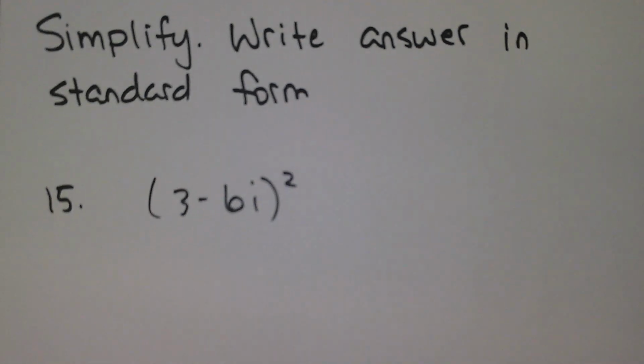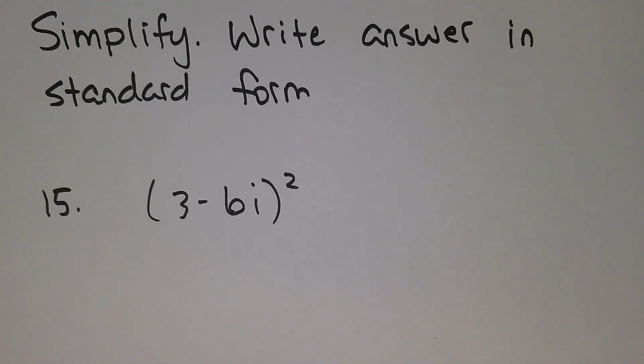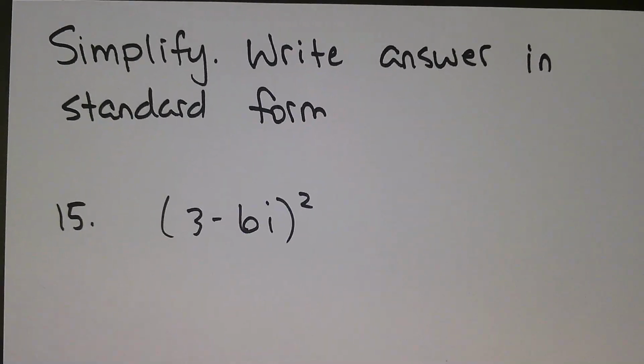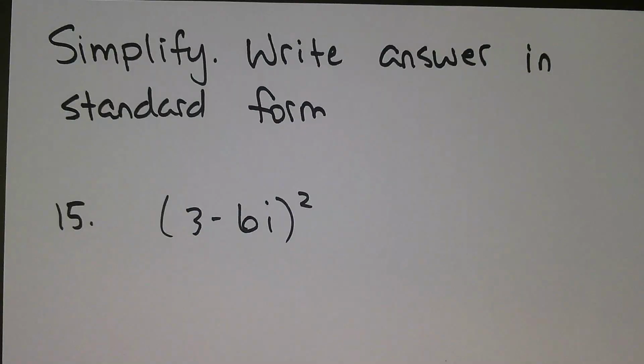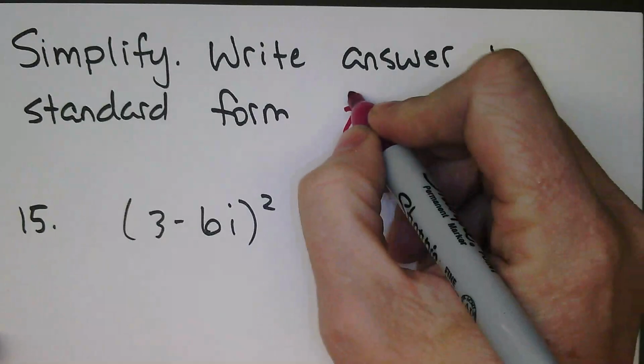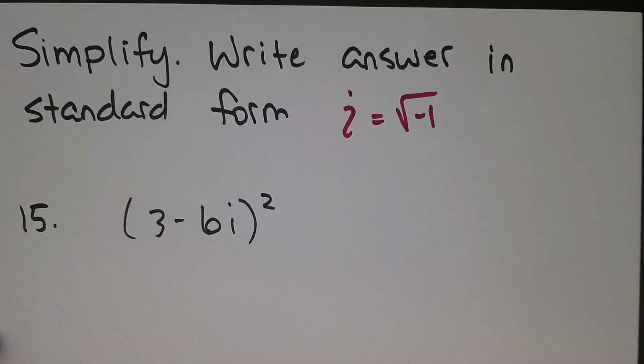Okay, we are going to multiply this complex number. We're actually squaring it, so we are multiplying it by itself. A couple things to keep in mind. We need to write our answer in standard form. And one thing that will present itself here is this idea of i. i, we know, is the square root of -1.